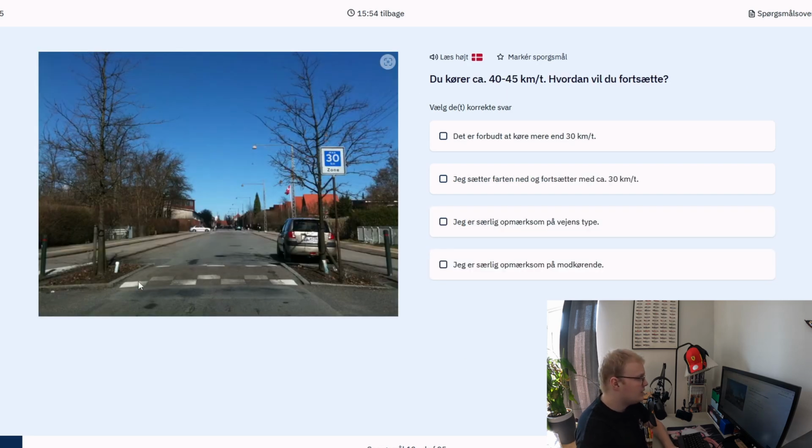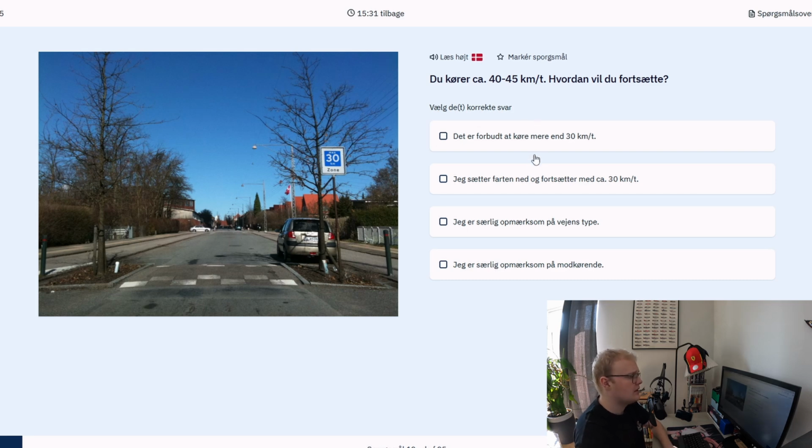Here you go. These are the roads just around where I live. You're driving 40 to 45 kilometers an hour. How will you continue? This sign up here is a blue sign. The speed limit in this is not, this is the max speed. This is not what you're allowed to do. This is what it's recommended to do. But because it's a test, you always answer, I'm going that speed limit.